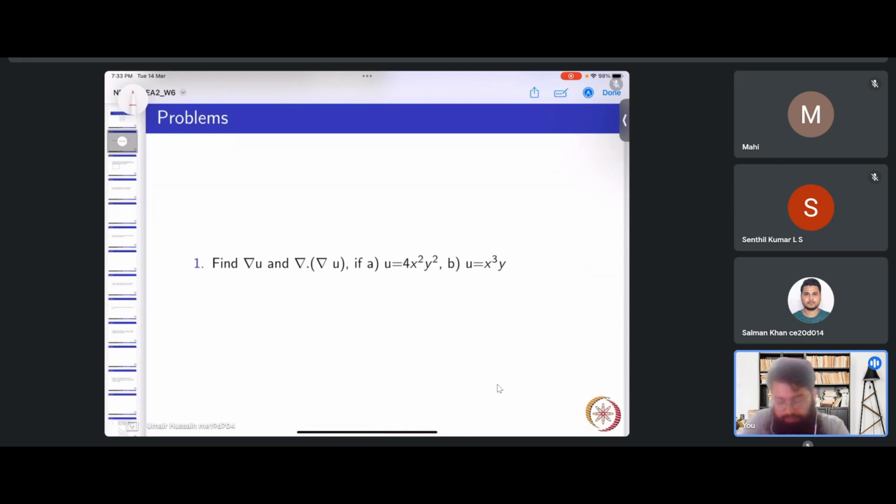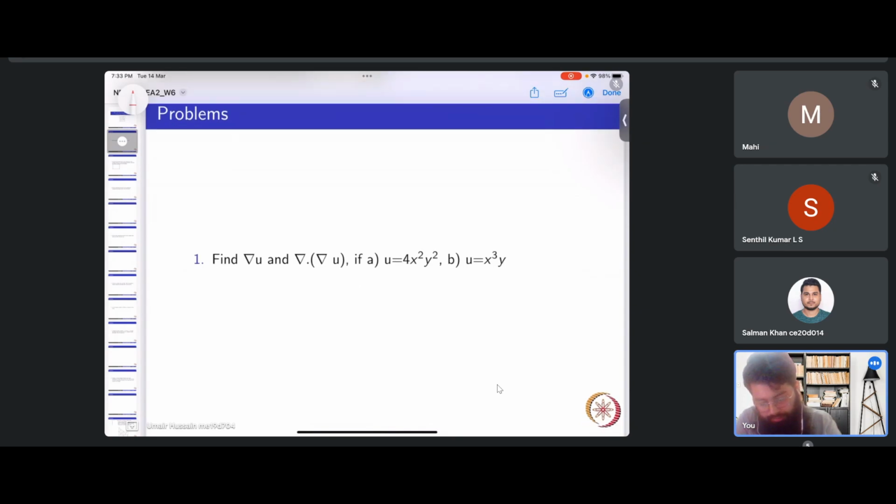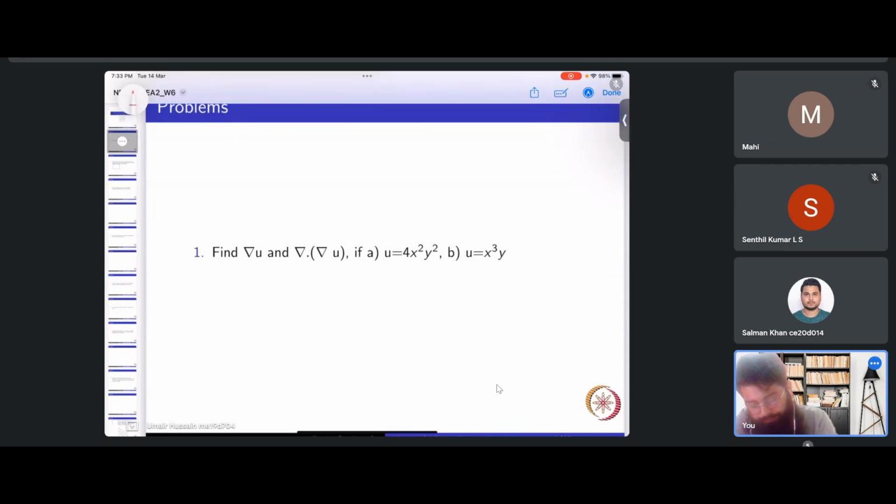Okay, so since we have been dealing with 2D problems, and we have seen gradient and divergence terms coming up there, we'll take a look at that also. So we need to find the gradient of this function u, and again the divergence of the gradient of this function u. First part, we have u equals 4x square y square.